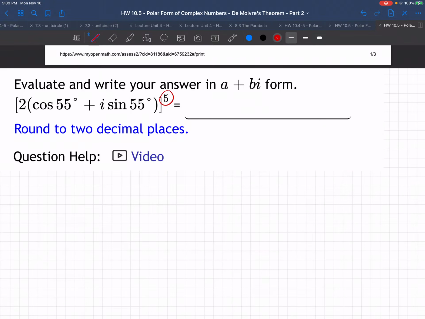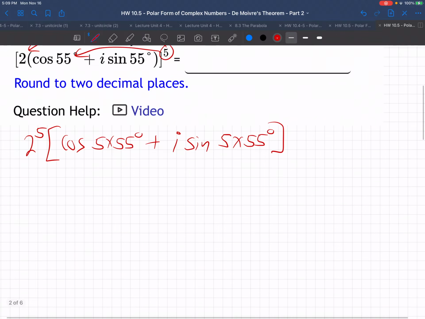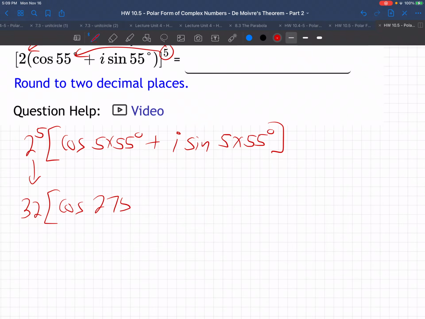So we come up here and we go, okay. I just take this power and I power the number in the front, so 2 to the 5th, and then I multiply the angles. So 5 times 55 degrees plus i sine of also 5 times 55 degrees for the sine. If you use your calculator, 2 to the 5th power is 32. So it's going to be the cosine of 275. Yeah. Plus i sine of 275.